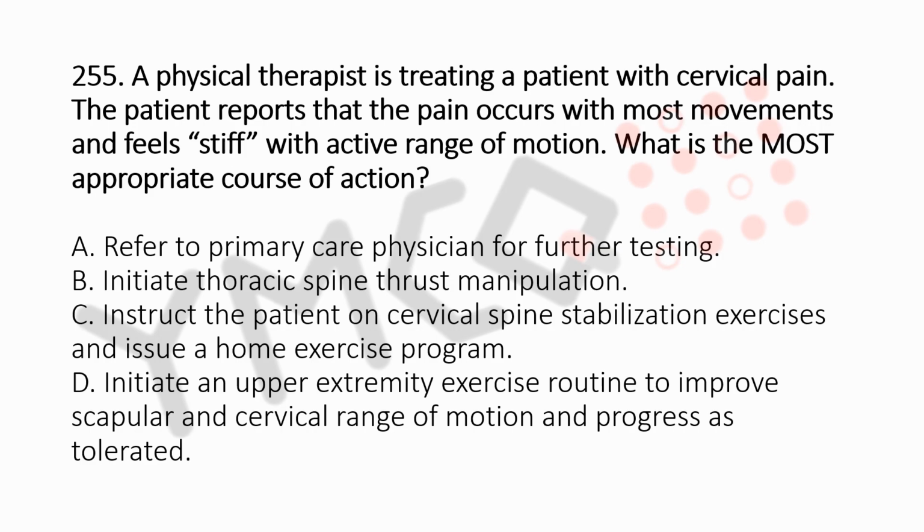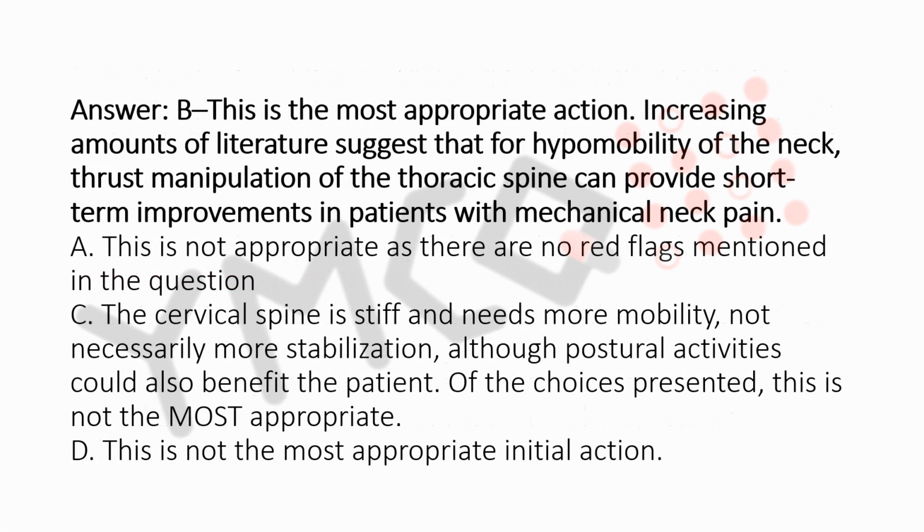And the answer is Option B, initiate thoracic spine thrust manipulation. Explanation for this question is, Option B is the most appropriate action. Increasing amounts of literature suggest that for hypomobility of the neck, thrust manipulation of the thoracic spine can provide short-term improvements in patients with mechanical neck pain.